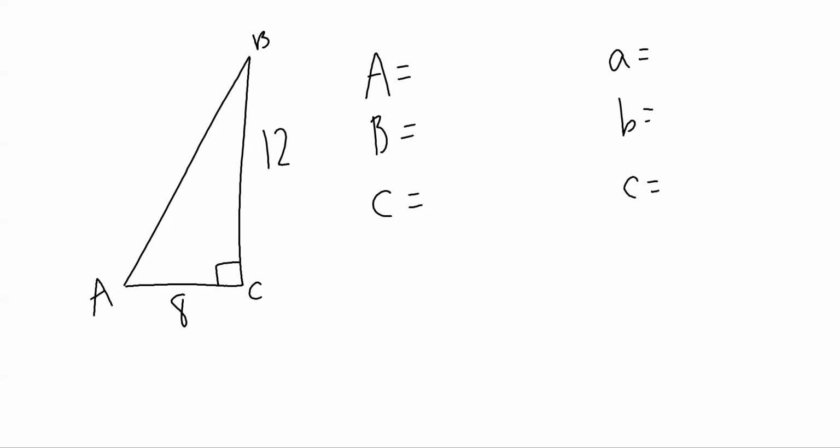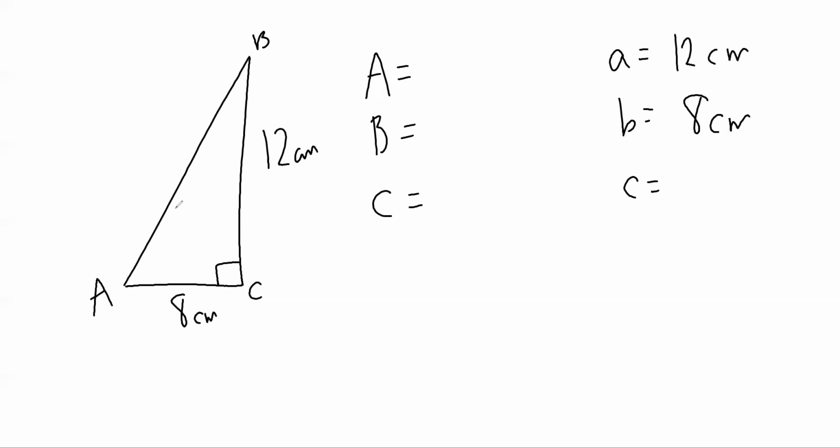Well, I already know that side B is 8. Oh, I forgot my units again. We'll say centimeters this time. And how did I know that side B was 8? Because 8 is opposite angle B. And then side A is 12 centimeters.